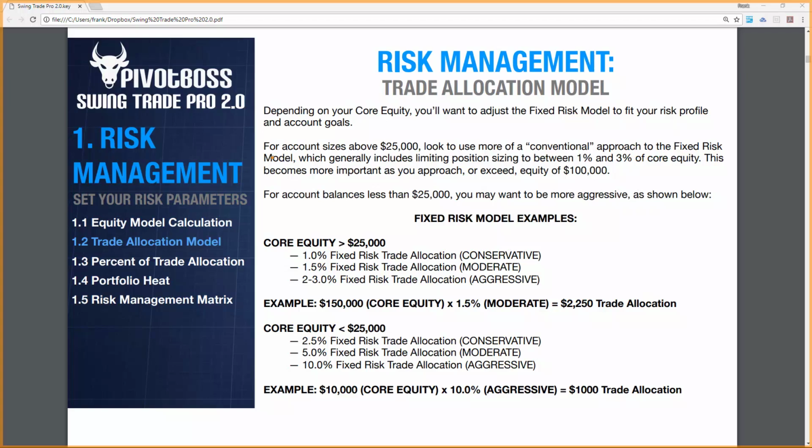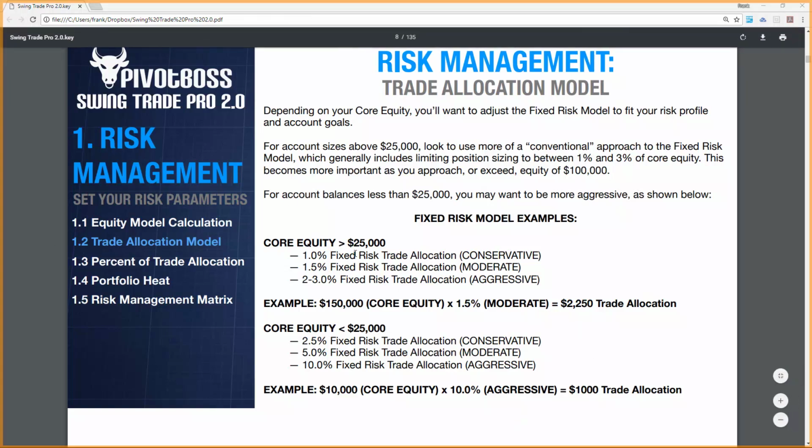So just having a framework, and this is providing a framework here, just having a framework for how you will allocate per trade in various circumstances gives you a big leg up against the competition, and also helps improve overall consistency, efficiency, and everything. So a very good way to look at it is just a plain fixed risk of core equity.